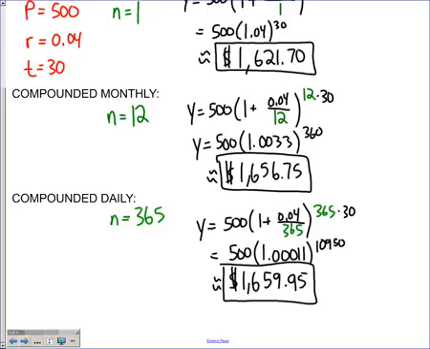So over the course of 30 years, if we compound daily versus monthly, we really only ended up with $3 more. So it's not a huge difference, obviously. But if you think about our principal amount, $500, that's not a very big amount of money to put into a savings account. So if you're investing a lot more money, the difference would actually be greater down the road.